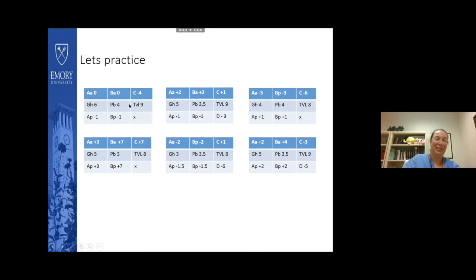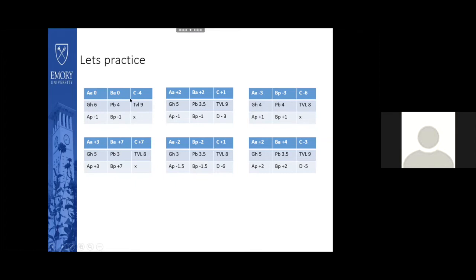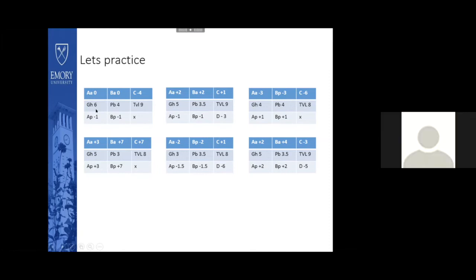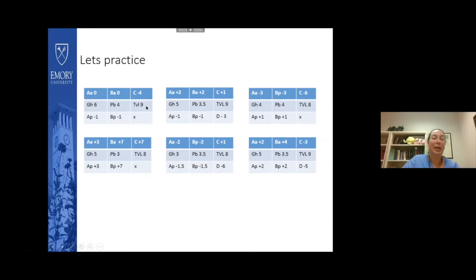And what does this mean? Total vaginal length is 9. Yes. Okay. And this is? Genital hiatus. Good. Is 6 centimeters, and perineal body is 4. Now, these numbers right here are never going to be negative. It's not like you can have a negative genital hiatus, perineal body, or total vaginal length, okay?